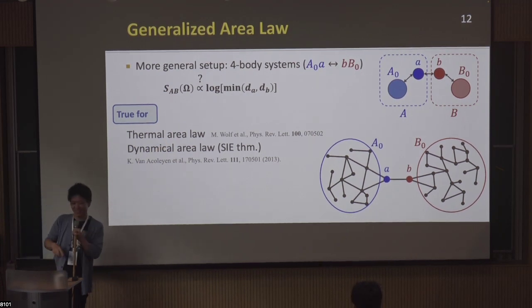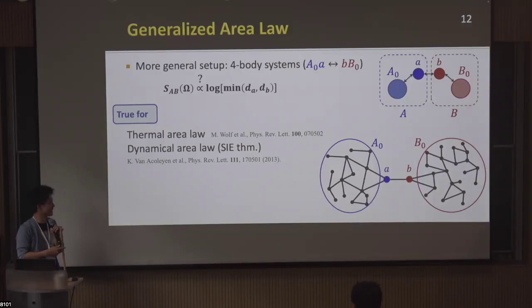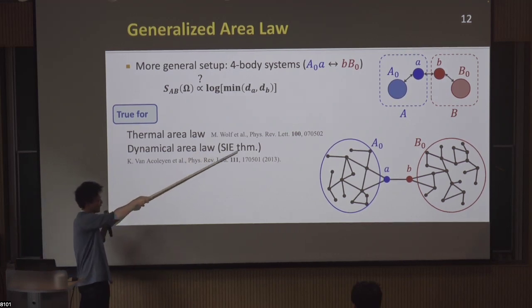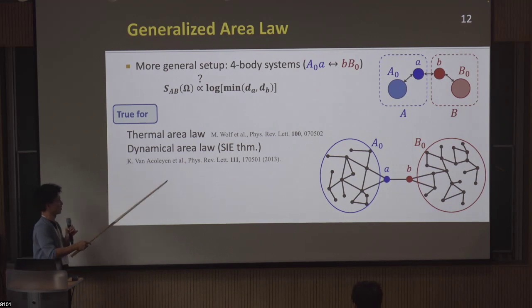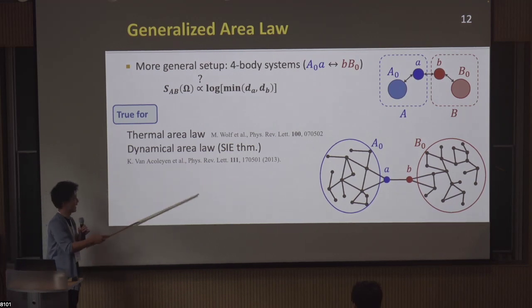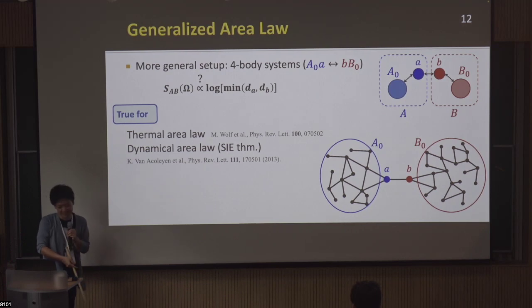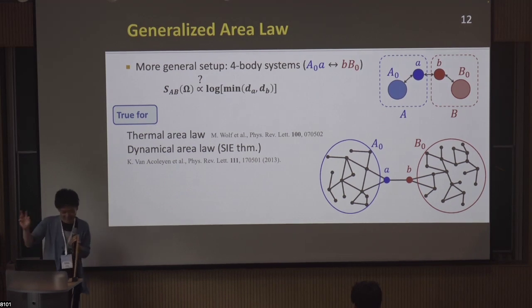And we can also prove the dynamical area law. The dynamical area law means that the entanglement entropy generated by the time evolution is proportional to the surface area, with small a and small b. This kind of dynamical area law is also proved for general four-body systems. So in this sense, the thermal equilibrium and the dynamical systems satisfy the generalized area law.